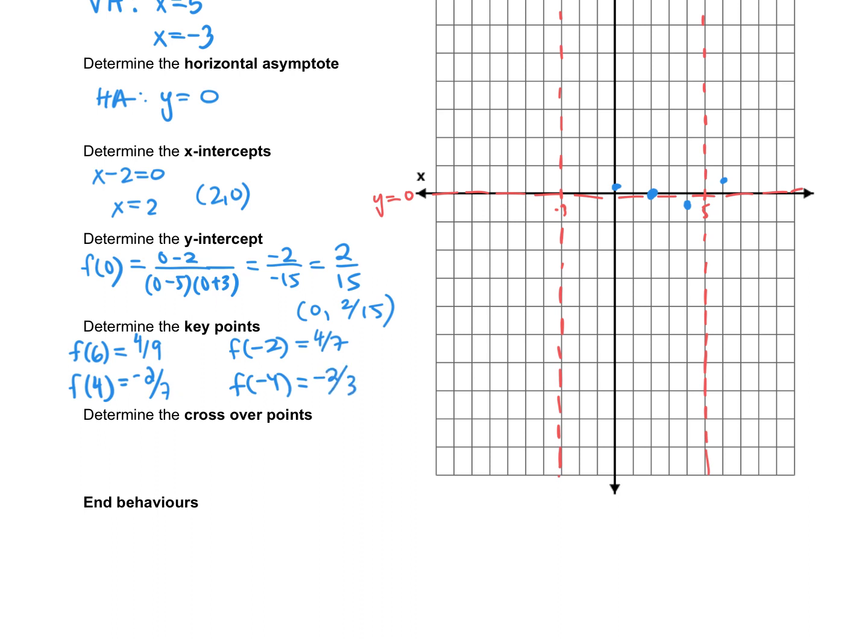So I'm going to go ahead and plot that. Negative 2 comma 4 over 7 somewhere there. And negative 4 comma negative 2/3, something like that.